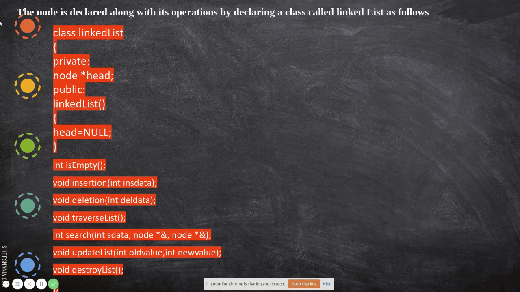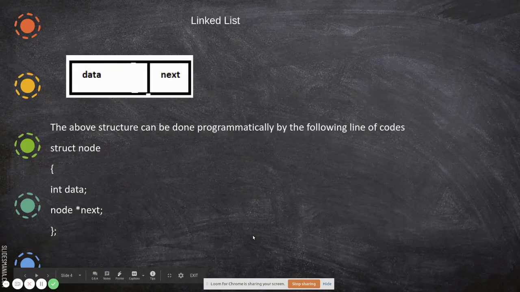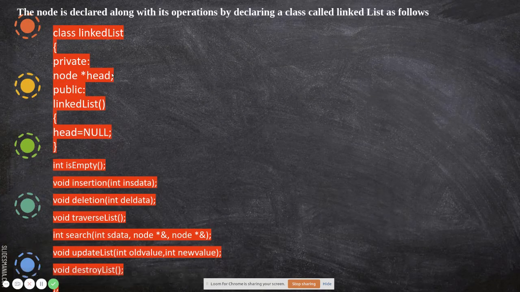Now the node is declared along with its operations by declaring a class called linked list. So we are defining a class. In linked list, what we have given is private. We have declared a head pointer. Already I told you a linked list will be pointed to by the head, which points to the first node. So we define a temporary pointer and that will be called head, and it is of type node.